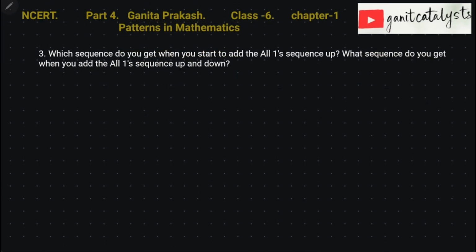Now the question is, which sequence do we get when we add the all-ones sequence up? What sequence do you get when you add the all-ones sequence up and down? First we learn what we mean by the all-ones sequence. The all-ones sequence is 1, 1, 1, 1 and 1 and so on.